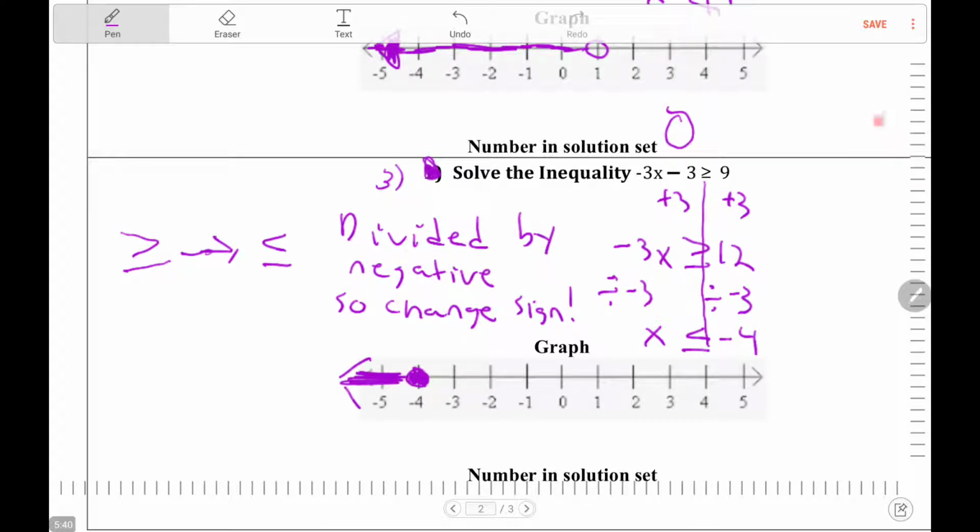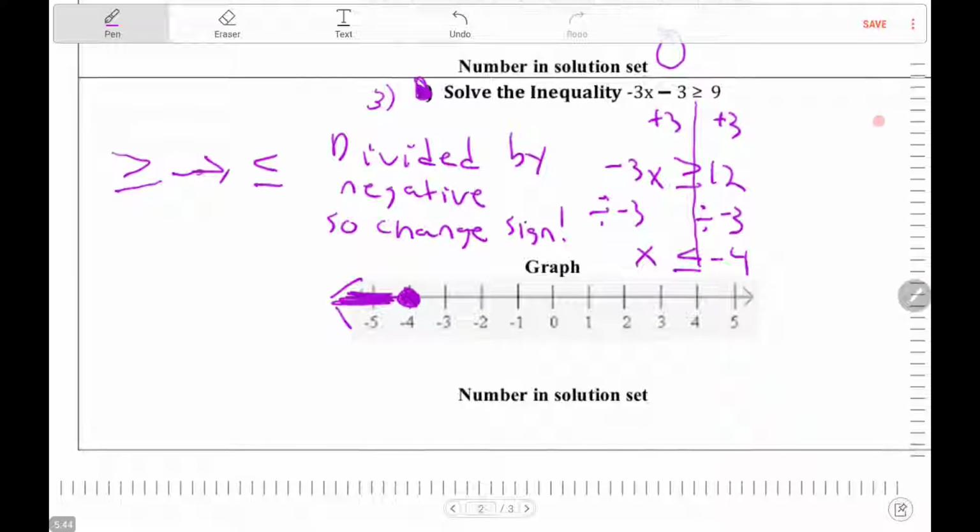Alright, just a small part of the number line we have here, but it actually goes on forever and ever. What's a number in the solution set? When we think of the biggest number in the solution set, the biggest number in the solution set is negative 4. Right? X is less than or equal to negative 4, so we can't go any bigger.